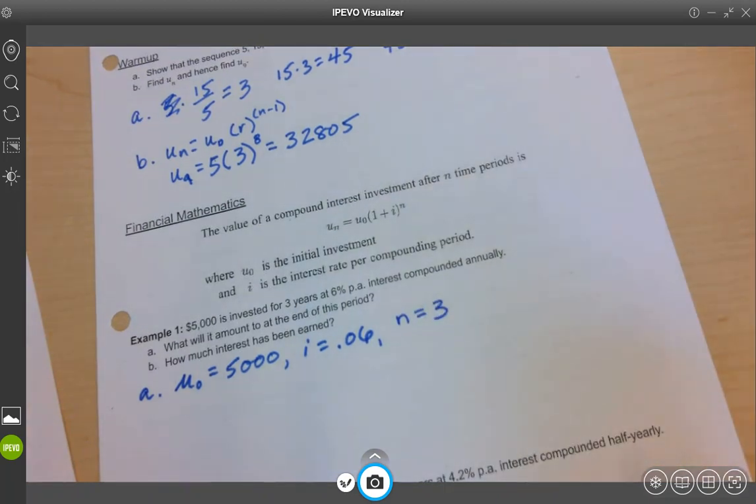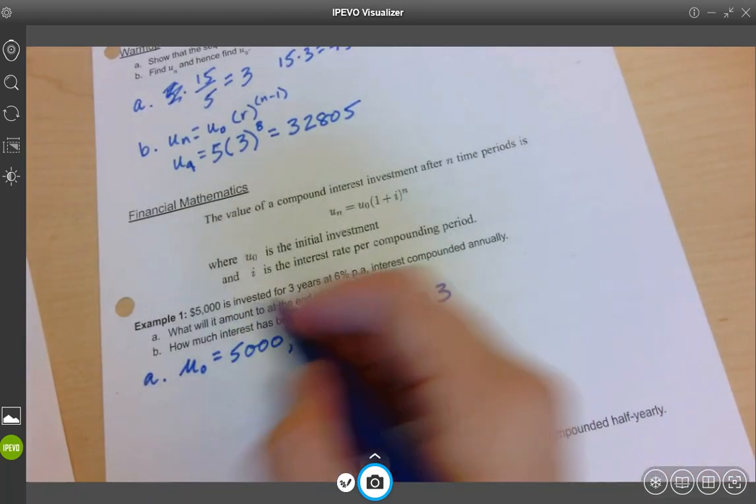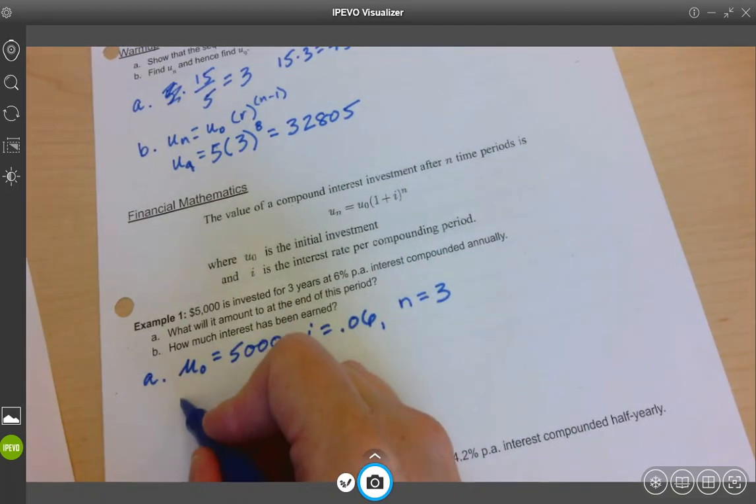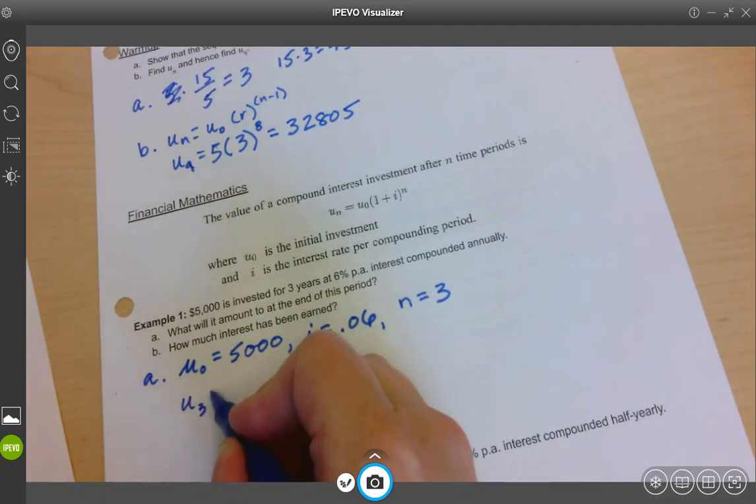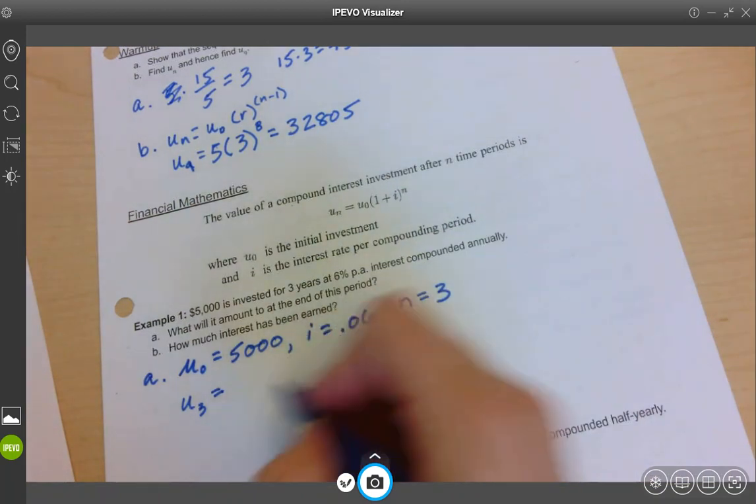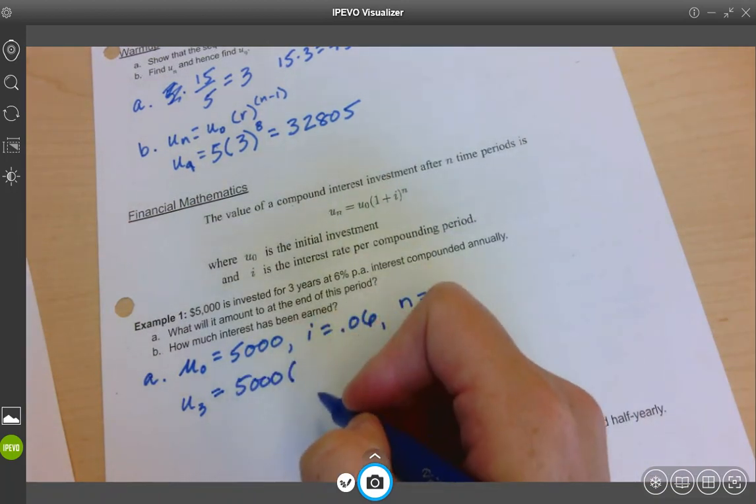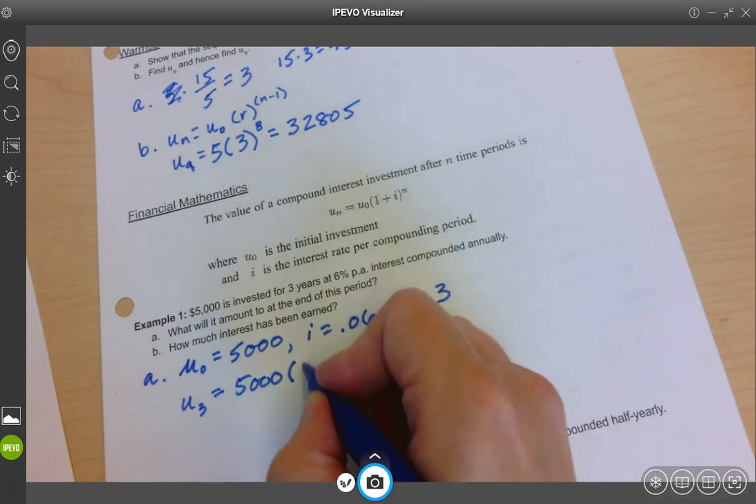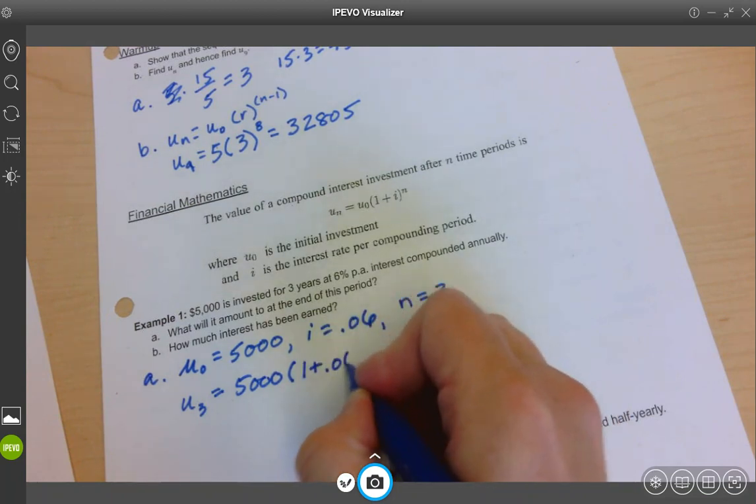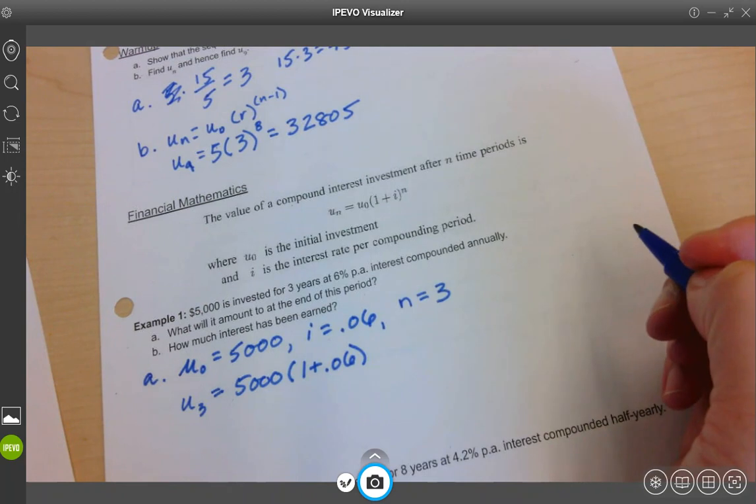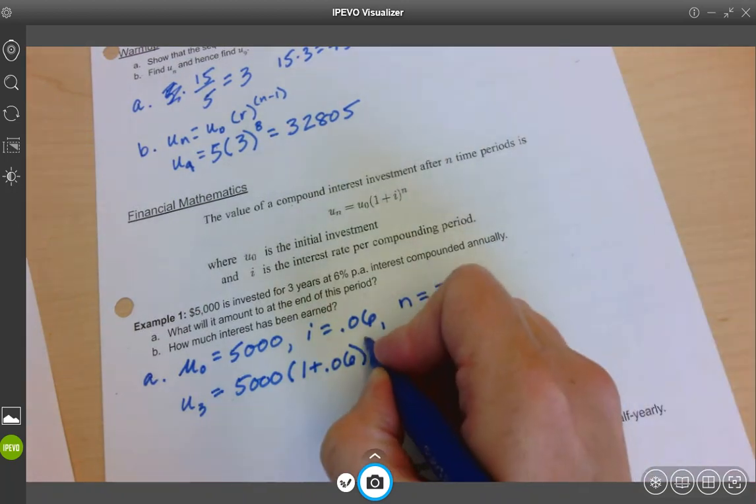We're going to use that. And now we're going to find how much it will amount to at the end of 3 years. So we're going to do U sub 3 equals U sub 0 times 1 plus 0.06. And that's going to be raised to the n, which is raised to the 3.